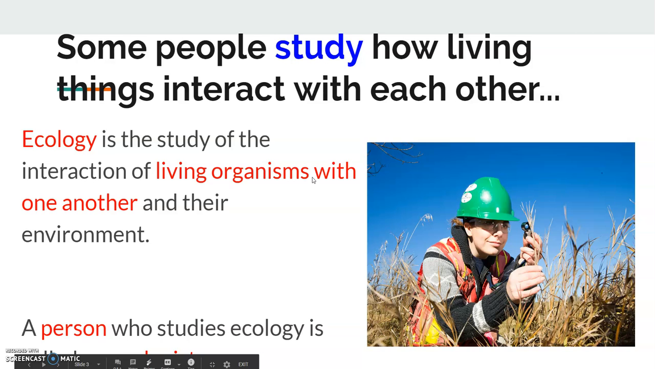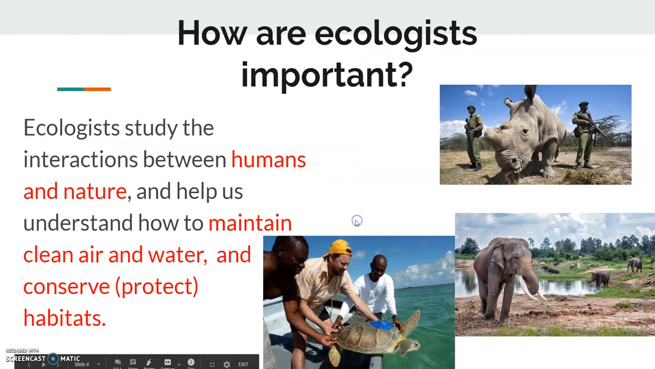Some people study how living things interact with one another. Ecology is the study of interaction of living organisms with one another and their environment. A person who studies ecology is called an ecologist. Ecologists study the interactions between humans and nature, and they also help us understand how to maintain clean air and water and conserve or protect habitats.